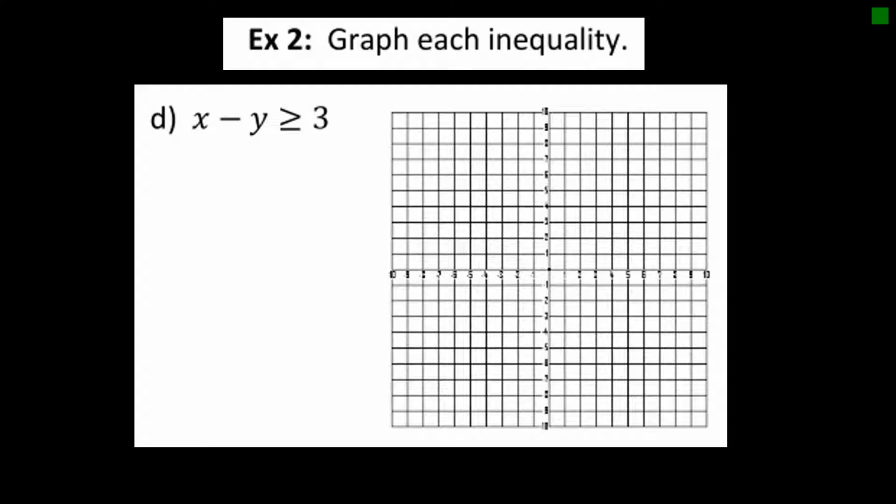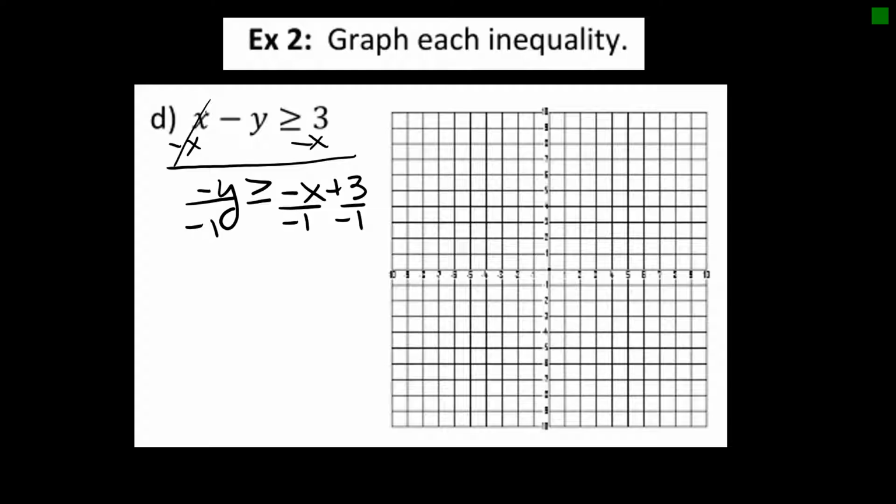Okay, so I have that same problem as in the last one where I haven't solved for y yet. So I'm going to subtract x from both sides. Now be careful here. I have negative y is greater than or equal to negative x plus 3. I don't have y by itself, so I have to divide by negative 1, divide by negative 1, divide by negative 1. And since I divided by a negative, I have to flip my inequality symbol. See that? Be careful that you remember to flip that when you multiply or divide by a negative.